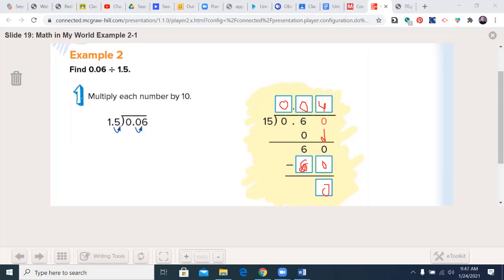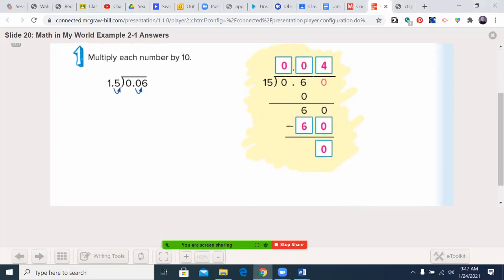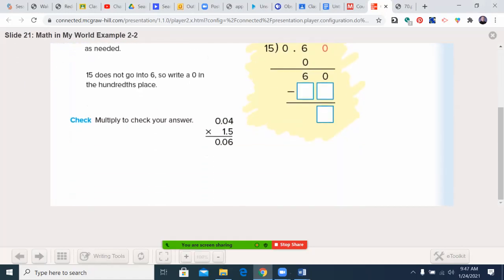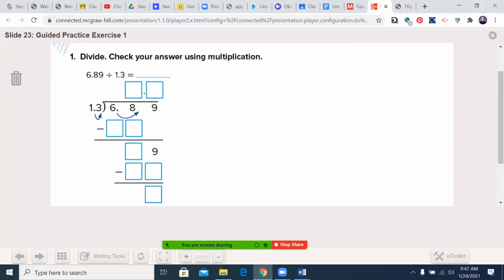That is a very messy 6. I could check my work. 15 times 0.04. 15 times 4 is 60. But there are 2 digits after the decimal place, so they go in 2 spots: 0.60. So we're good. All right, I'm going to go ahead and clear my drawing. See the answer there. Check your work like we talked about. All right, let's do one more together, and then we will practice.